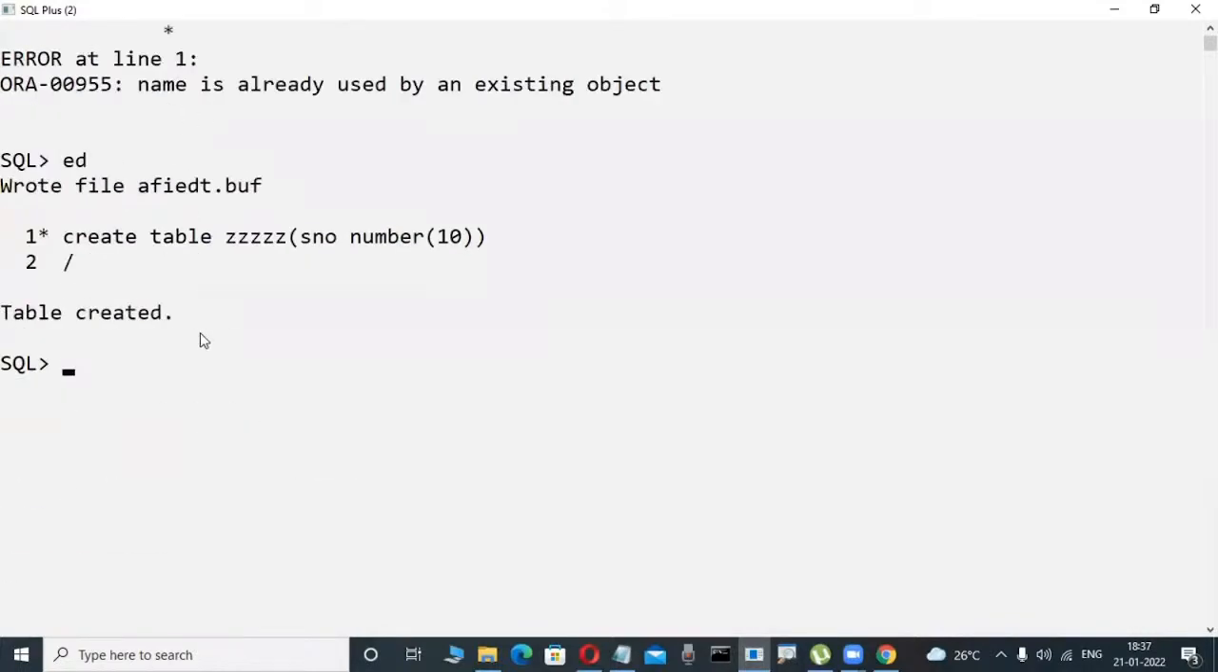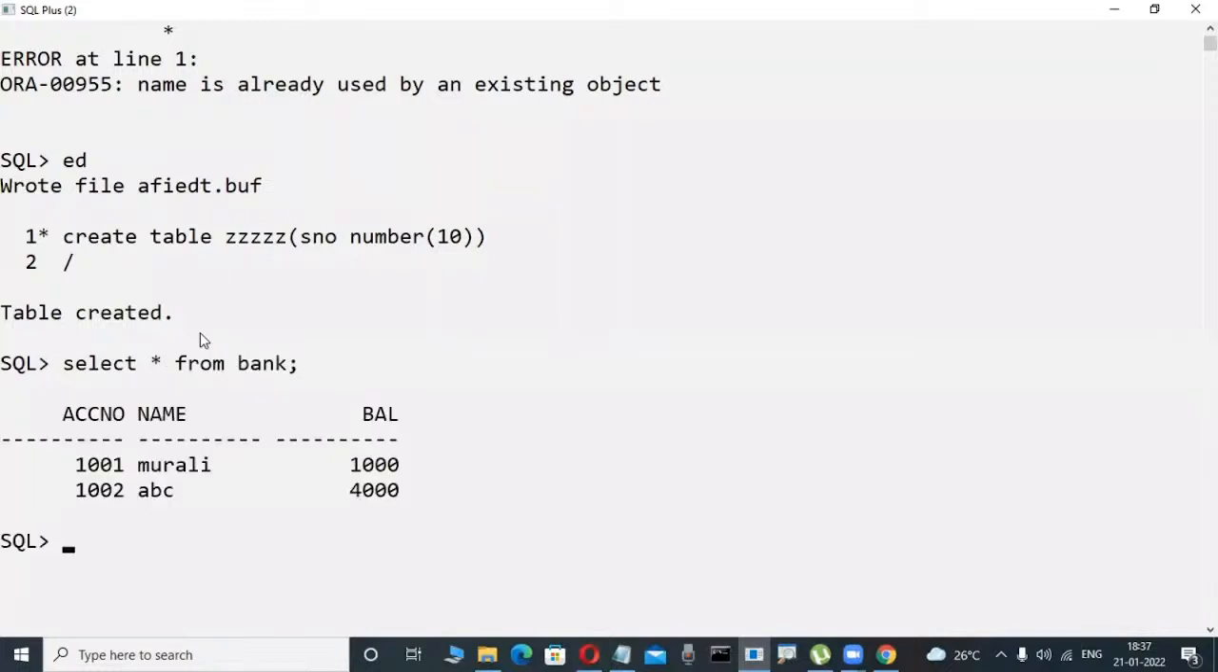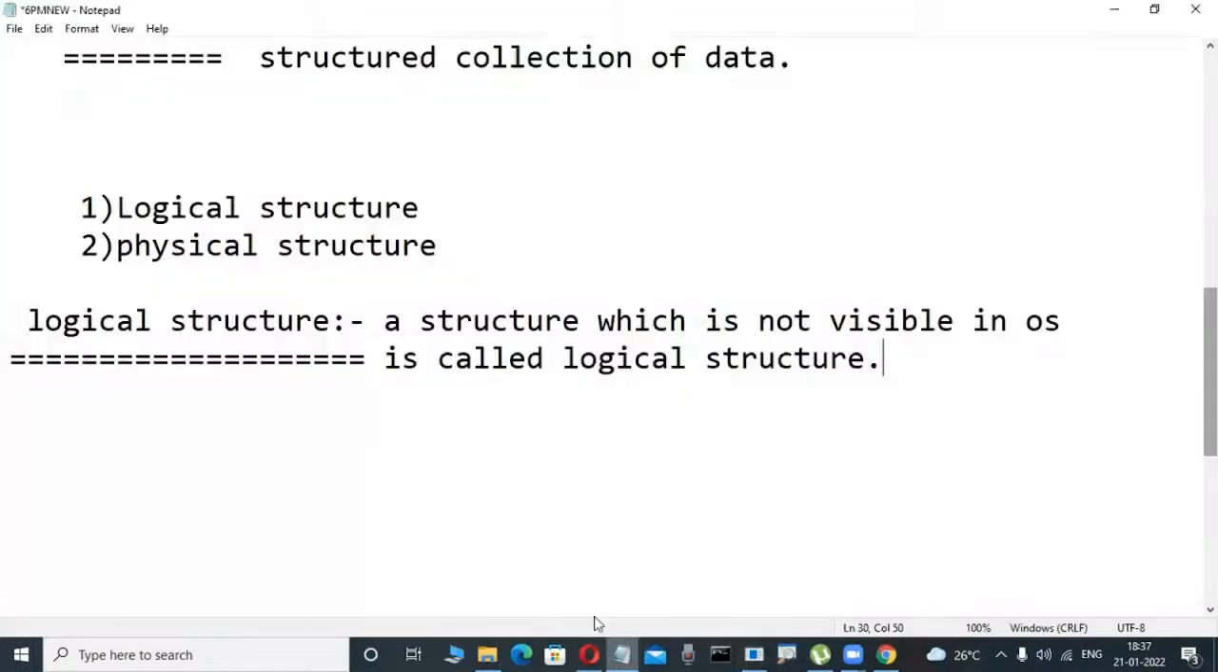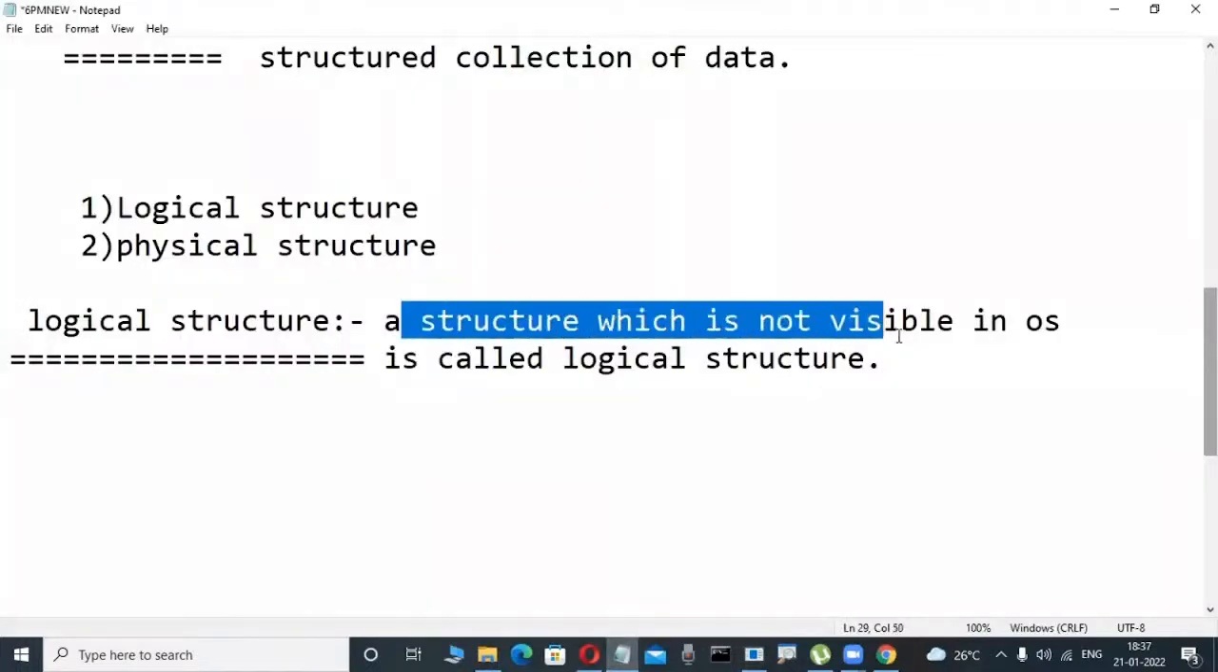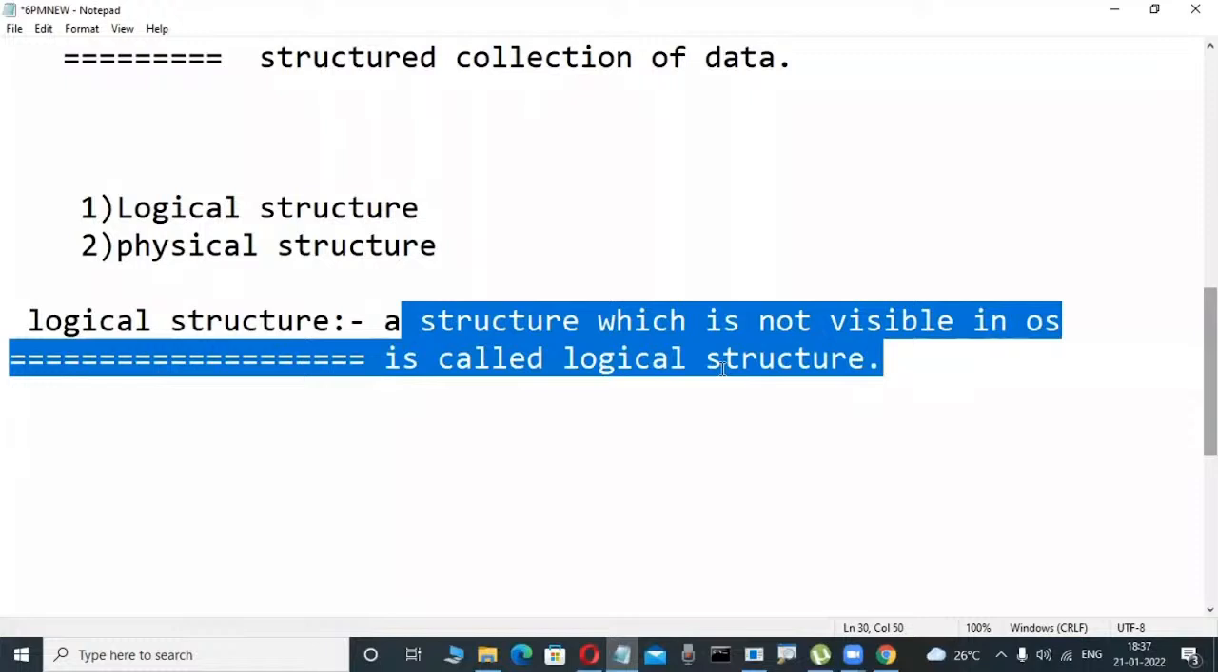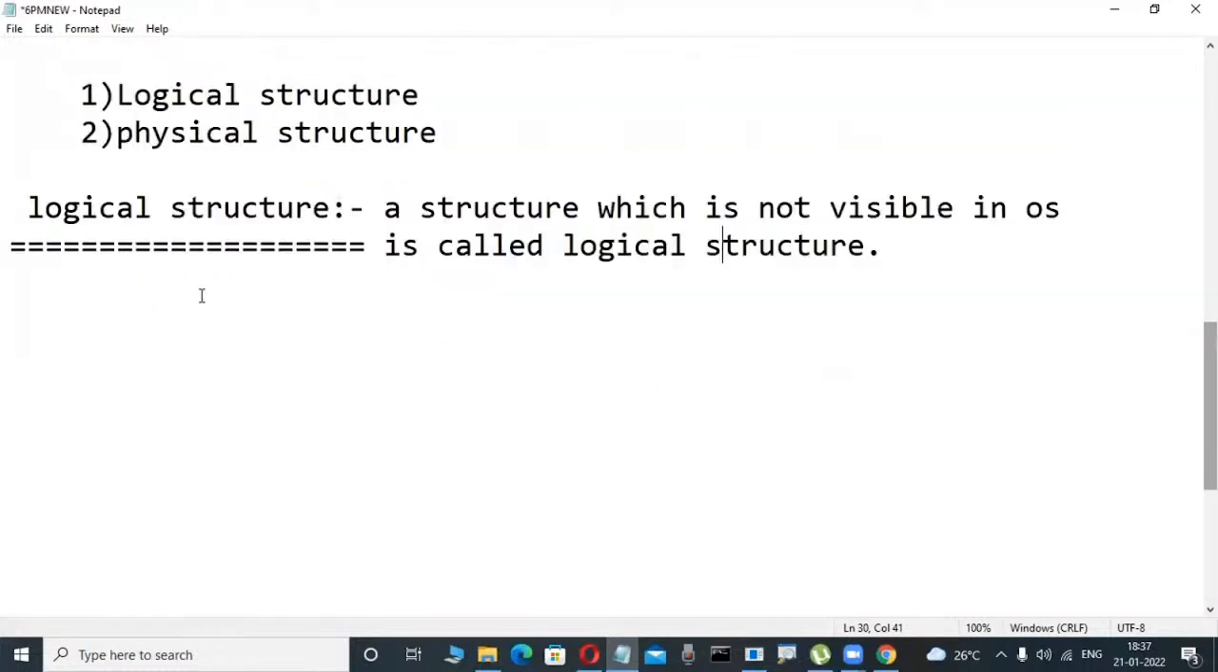This is a database only, don't worry. In this database only, it is visible. So those tables are visible in a database, but not visible in your C drive, D drive. That's why a structure which is not visible in the operating system is called a logical structure. But in this logical structure only, developers are working. Suppose I'm a PL/SQL developer, you are a SQL developer, Java developers, .NET developers, Python developers, ETL developers. All these persons are working in a logical structure.